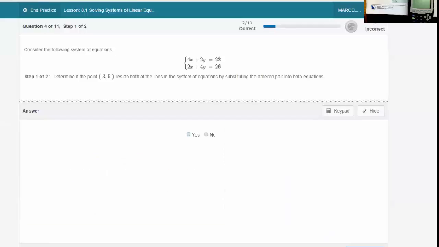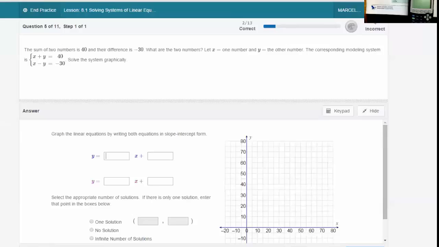Hopefully. Okay. And then this one, it says determine, and again, you guys know how to do that, so we're going to skip it. And then we get another one to graph. And it says the sum of two numbers is 40, and their difference is -30. So they go through and write this whole thing out. Let x be the number and y be the other number to the corresponding model.